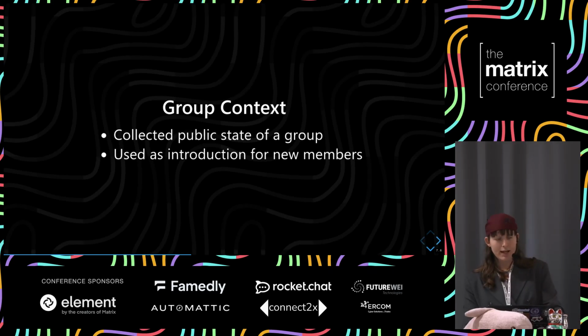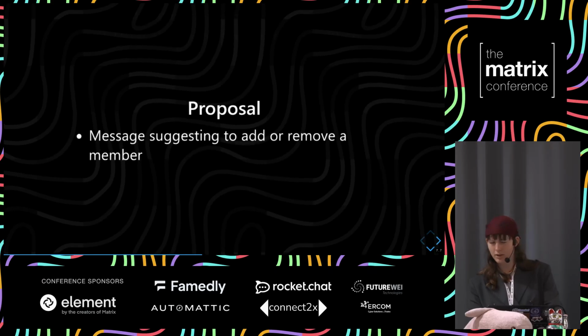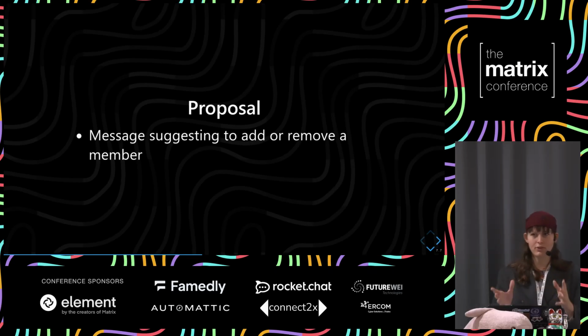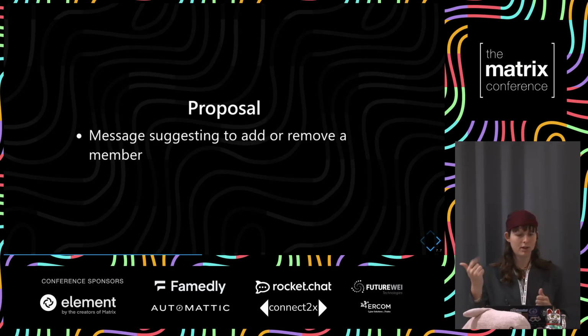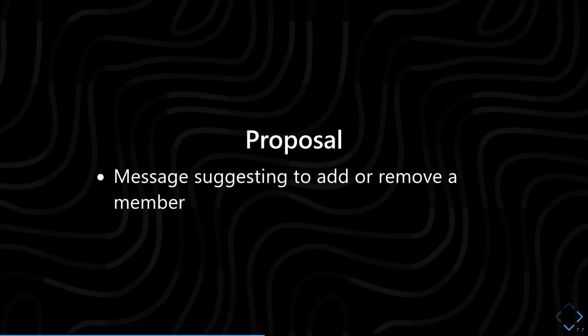And now we are coming to the things which are slightly different in MLS compared to Olm. In MLS, we have proposals. That's a message sent to a group suggesting to add, update, or remove a member. For example, if I rotate my key package, if I have a new device, or if I want to kick someone from a group, I send a proposal to the group. I would like to propose to remove this key package from the group, or I would like to propose to add this key package to the group.